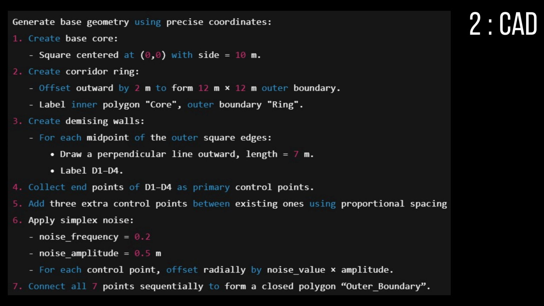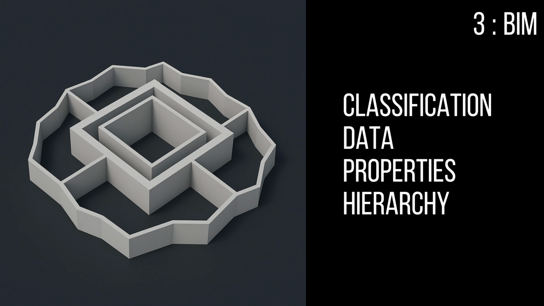Generate the base core, square at 0, 0 with each side 10 meters, offset that 2 meters to generate the corridor, find the center of those edges, and make a perpendicular line with the length of 7 meters to make the demising walls, and then take those points and generate extra points with a simplex noise to generate the exterior wall. Now we get to BIM, where you want to talk about classifications, data, properties, hierarchy.